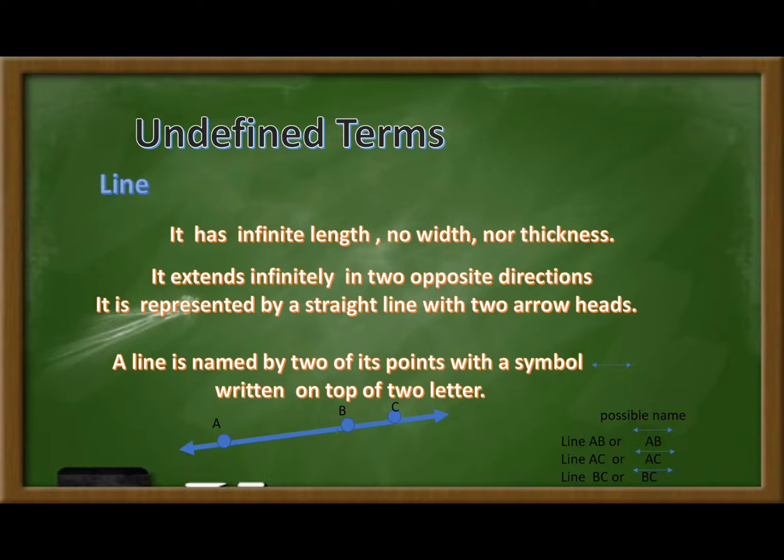Next, we have the line. A line has infinite length, no width, no thickness. It extends infinitely in two opposite directions. It is represented by a straight line with two arrowheads. A line is named by two of its points with a symbol written on top of the two letters. So we have here an example in the figure. These can be the possible names: line AB, line AC, and line BC.